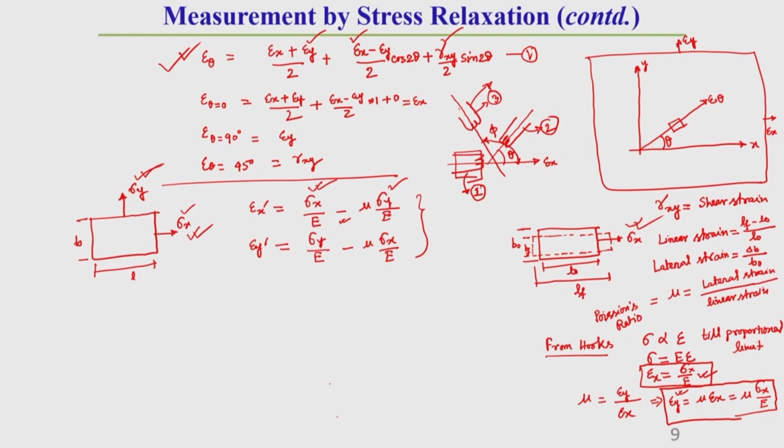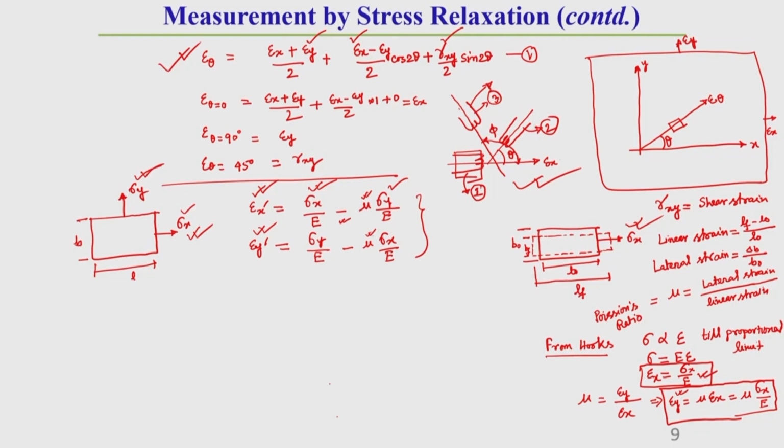Now, we can easily measure the overall strain in the x direction and the overall strain in the y direction by using this strain gauge rosette. So, we got these things. Now, we know the Poisson's ratio of this material; it is known to us. Now, we have to find out what sigma x and sigma y are. How can we find this out?